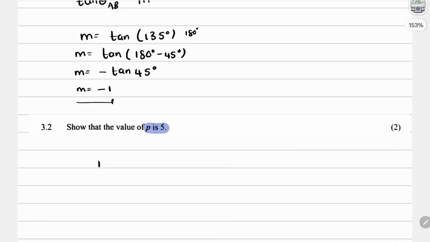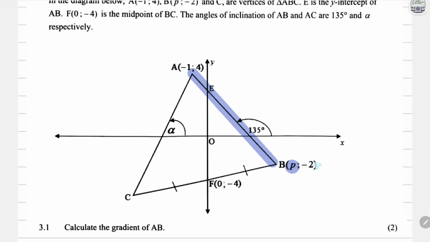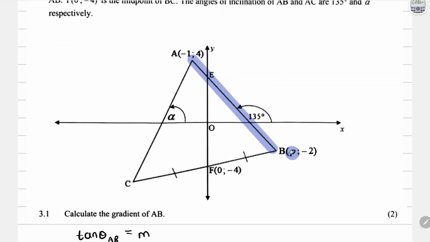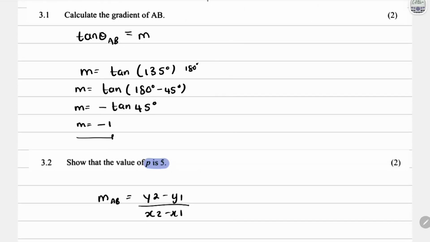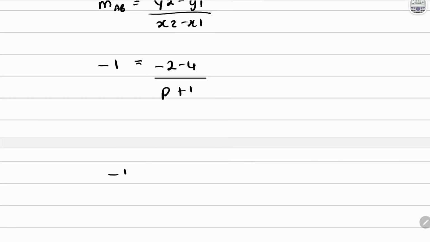So we can go ahead and say, okay, the gradient of AB is found by saying y2 minus y1 over x2 minus x1. That's all we have to say here. Now we already know the gradient, so we can substitute that in place of gradient. And then y2 minus y1, we can just go ahead and say -2 minus 4, over, and then x2 minus x1, that is P minus -1. And of course, if you say P minus -1, they multiply and become a plus, so that's P plus 1. So when you simplify this, you get -1.